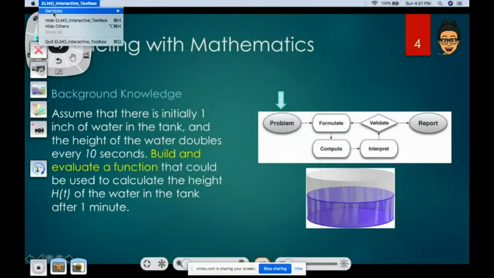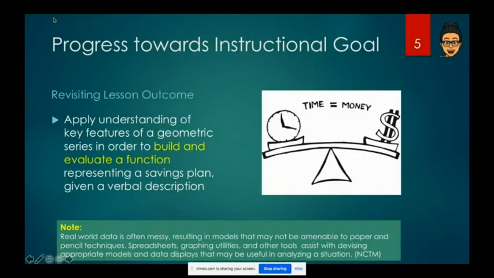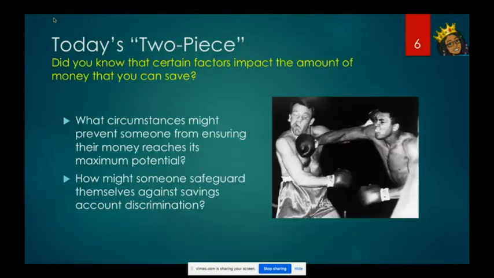Let me hide this tool as we revisit the lesson outcome for today. Are you ready to model the process of building and evaluating a function representing a savings plan? I think so. Well, how do you think we can be mindful while talking about the lesson plan for today?